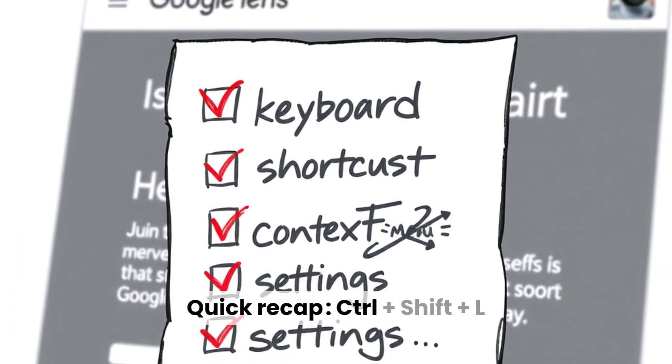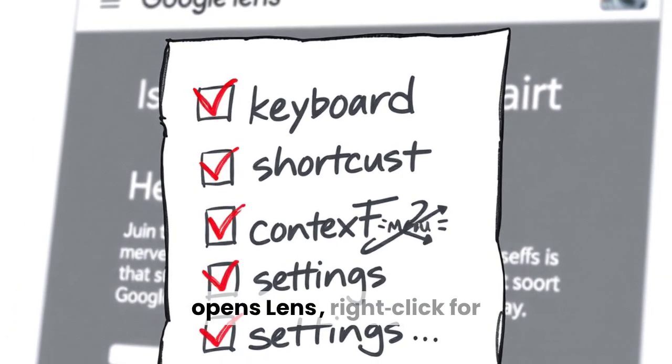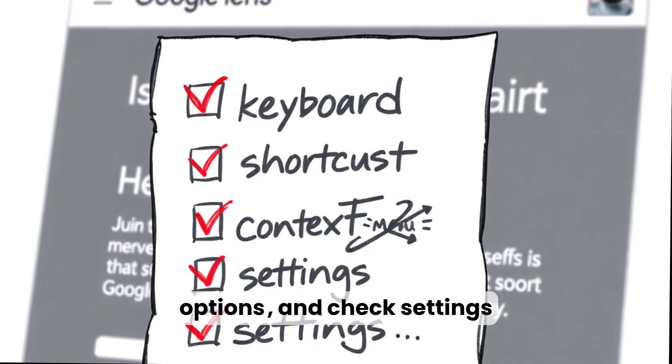Quick recap: Ctrl+Shift+L opens Lens, right-click for options, and check settings for quality.